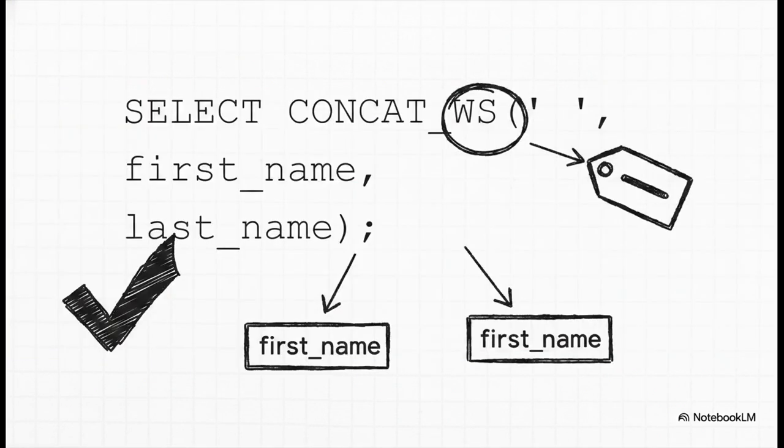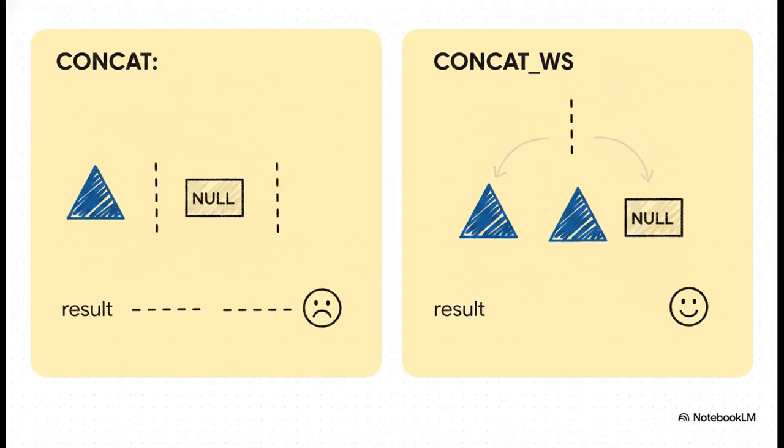So our new, much more elegant query looks like this. See how clean that is? We define our space separator one time, right at the start, and then we just list the columns. It's so much easier to read, and believe me, if you are joining 5 or 6 things, this is a total game changer. Okay, let's put them side by side. With concat, you're manually putting in every single separator. With concat_ws, you define that separator just once.